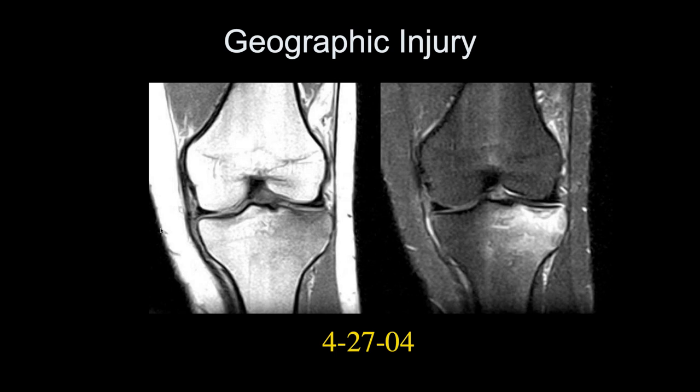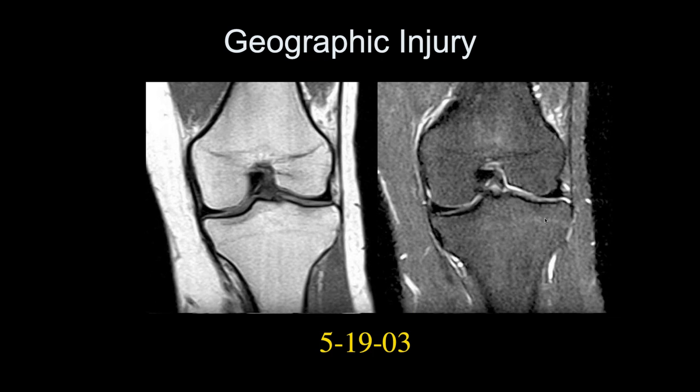Jennifer, what do you think of this one? All right, so here we can see diffuse edema within the tibial plateau, and there is some linear decreased signal intensity paralleling the subchondral bone plate. So this looks like a subchondral insufficiency fracture. Yeah, so this was kind of an impaction subchondral fracture.